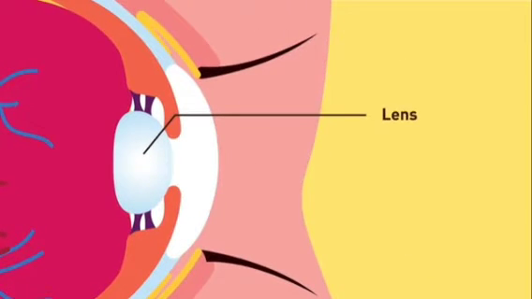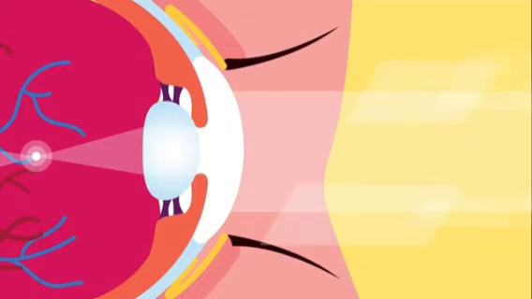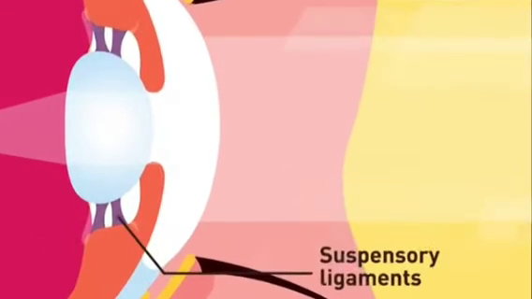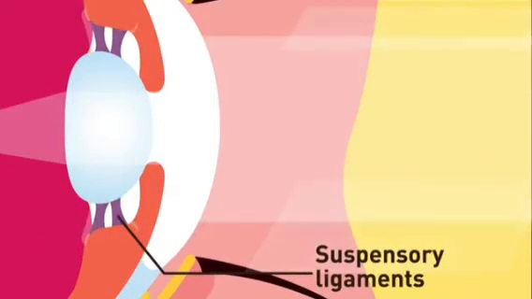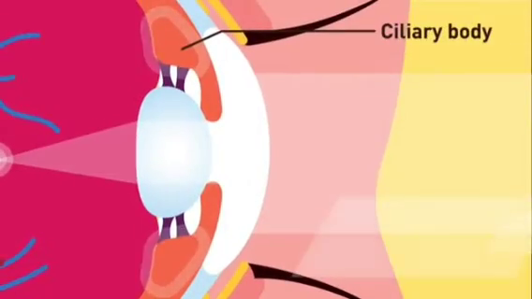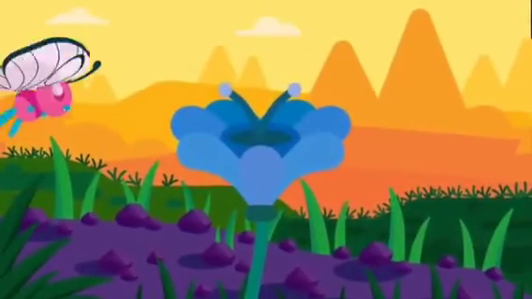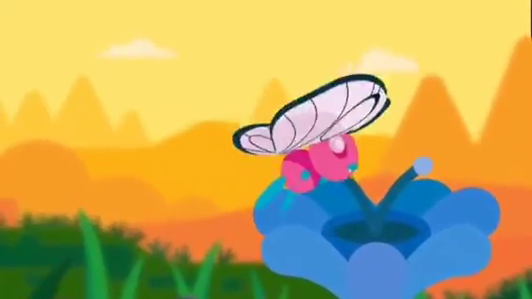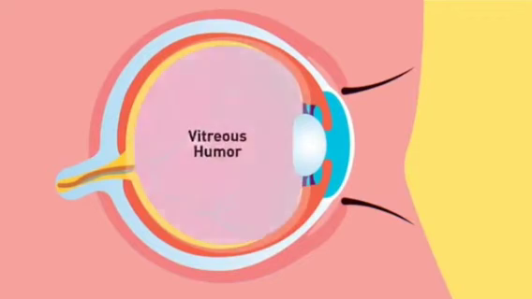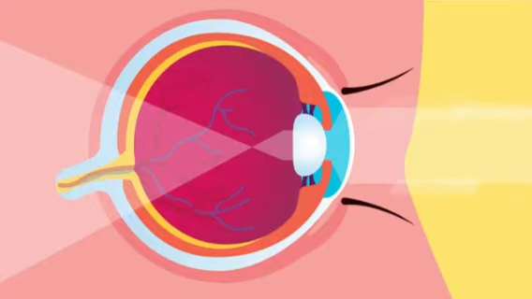The lens is soft, transparent, and elastic in nature. It helps to focus light onto the retina. Suspensory ligaments hold the lens in place. Ciliary body is a muscle that is able to contract and relax. This contraction adjusts the focus strength of the lens when seeing near or distant objects. Vitreous humor is a transparent jelly-like substance at the rear of the eye. It refracts light and, together with aqueous humor, maintains the shape of the eyeball.